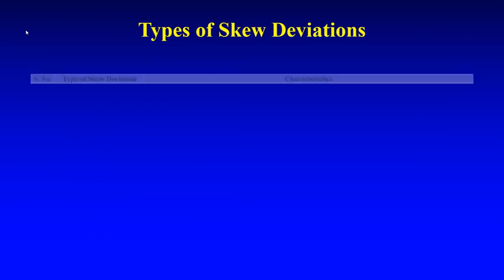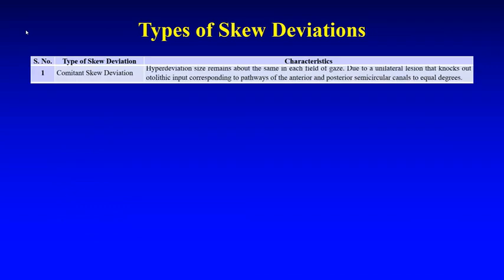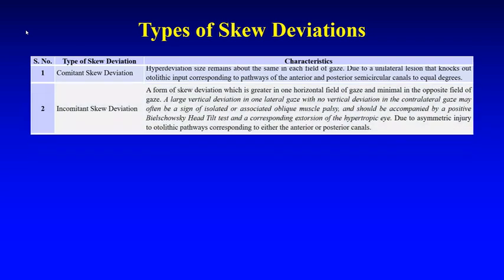There are several types of skew deviations. Number 1 is comitant skew deviation, in which the hyperdeviation size remains about the same in each field of gaze due to a unilateral lesion that knocks out the otolithic input corresponding to the pathways of the anterior and posterior semicircular canals to equal degrees. Number 2 is noncomitant skew deviation, which is a form of skew deviation which is greater on one horizontal field of gaze and minimum in the opposite field of gaze.